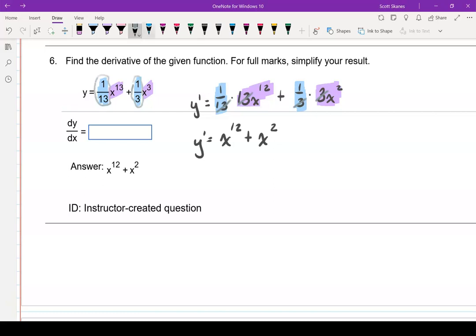And that would be what I want. It says, in fact, in the question, find the derivative of the given function. For full marks, simplify the result. This is what I mean by simplify the result. Make sure you get rid of those fractions.